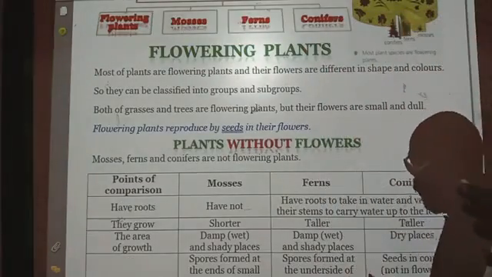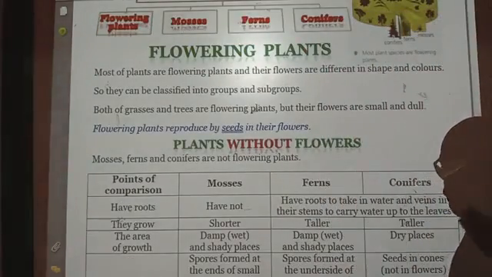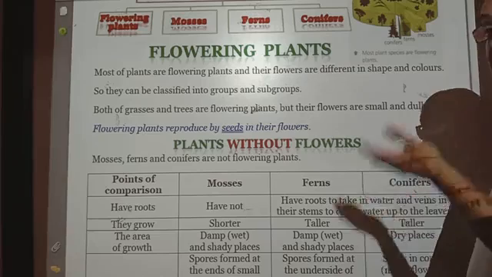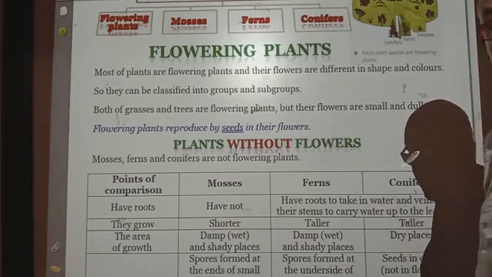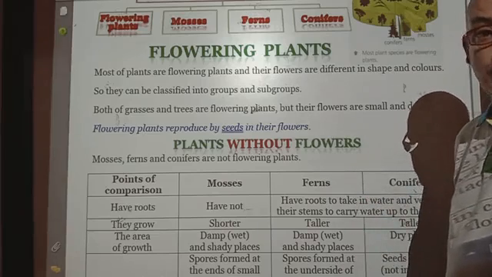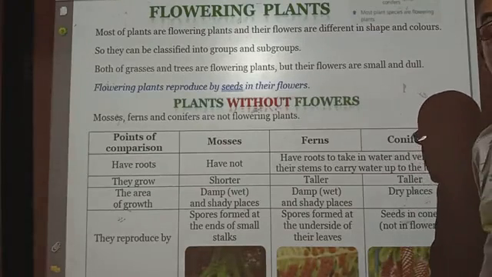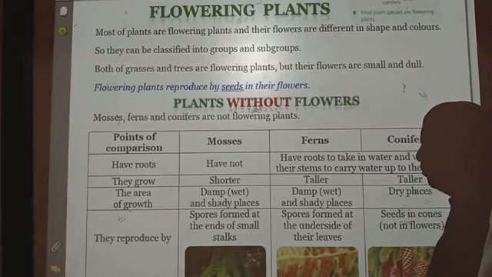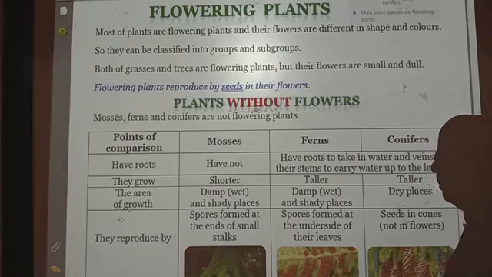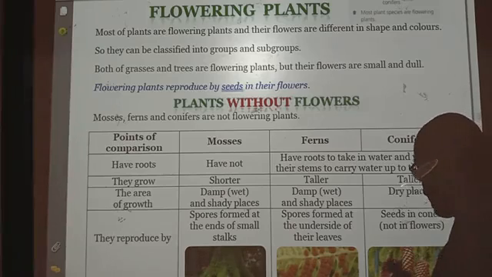Flowering plants, most of the plants are producing flowers, so they are called flowering plants, which are different in their shape, size, and even some of them producing smell, and some of them don't produce any smell. They can be classified because they have a huge number. They can be classified into groups and subgroups. Grasses and trees actually are flowering plants, but their flowers are unnoticed, small and dull.